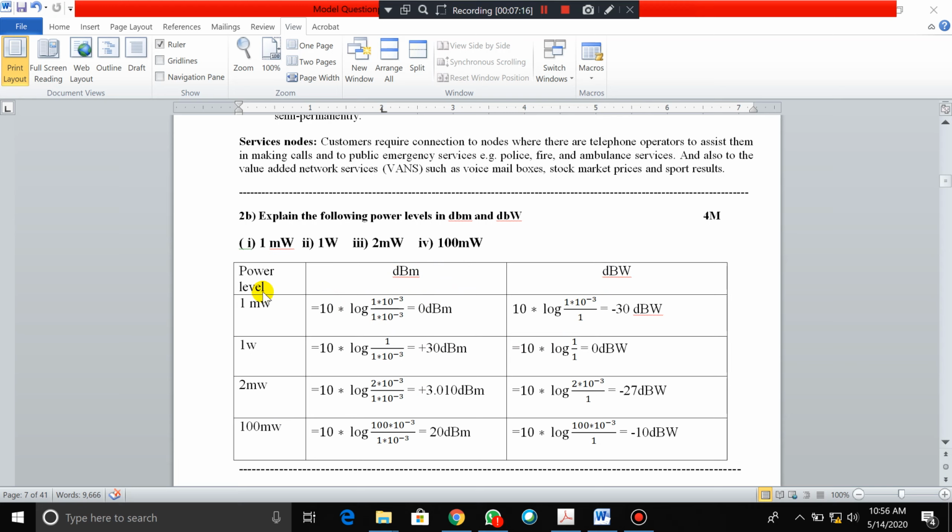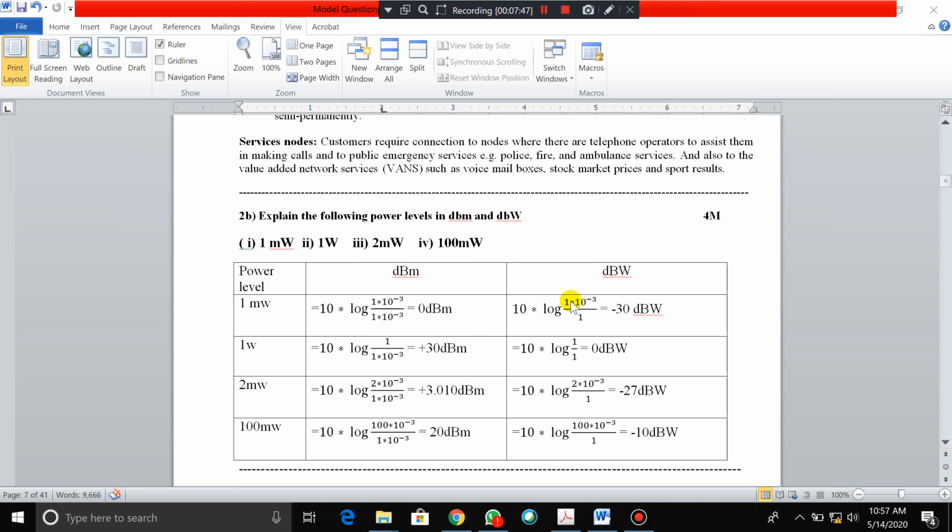See here, the power level is given as 1 milliwatt. So 10 into logarithm of 1 milli divided by 1 milli is equal to 0 dBm. Again, if it is 1 watt, it will be 1, and here 1 milli is common. Again, 2 milliwatt, you make it as 2 milli. It is plus 3.010 dBm. If it is 100 milliwatt, it is 10 into log 100 into 10 to the power of minus 3, so it is 20 dBm.